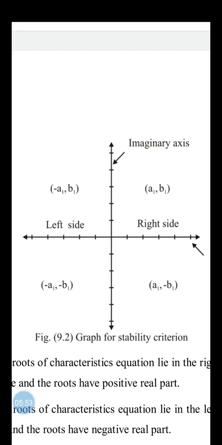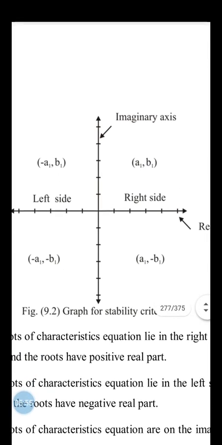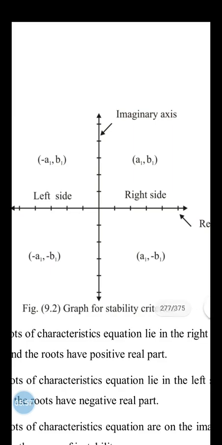So this is the real axis, and this is the imaginary axis. There are four quadrants. The first quadrant has roots a1 and b1. The second quadrant is a1 and minus b1. The third quadrant is minus a1 and minus b1, and the last, fourth quadrant is minus a1 and b1.